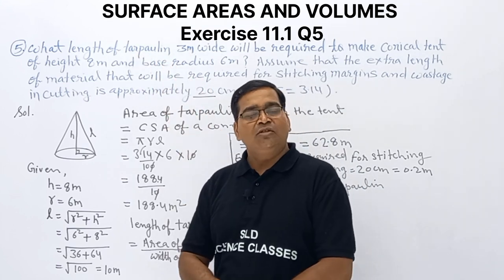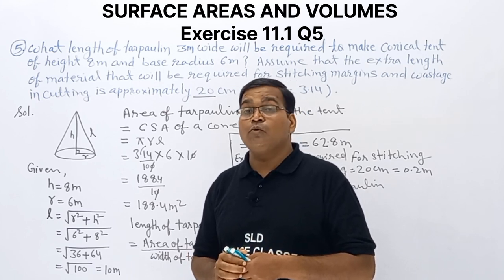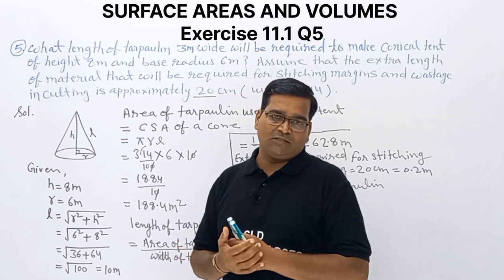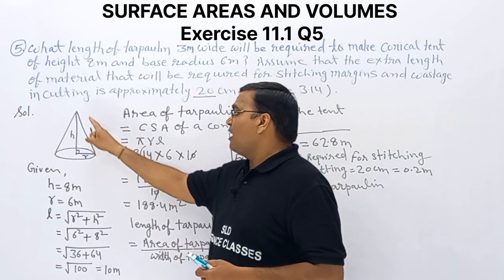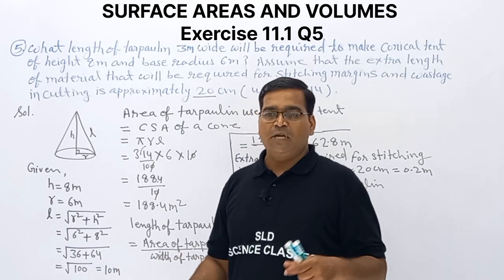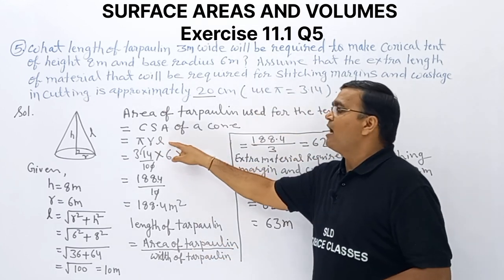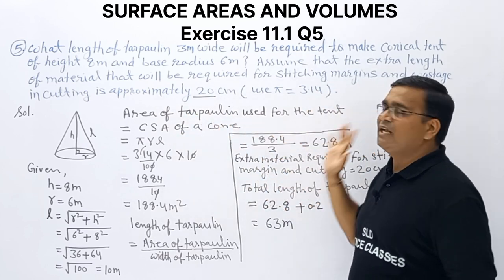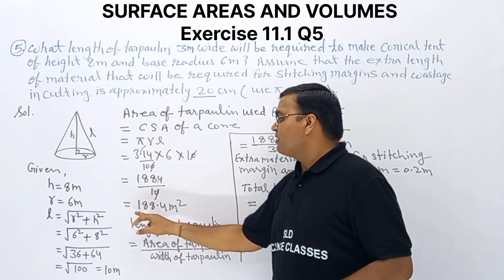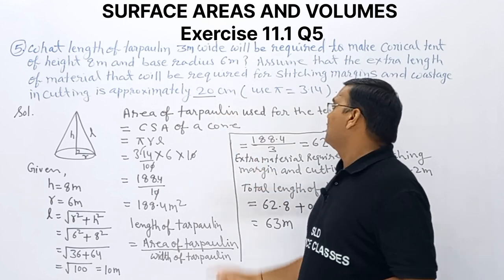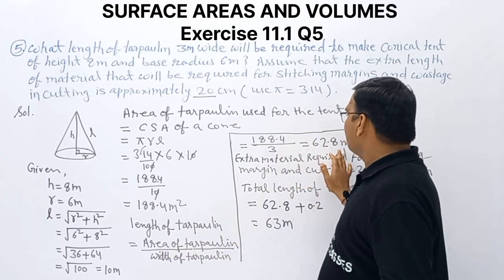Clear? We require the length of the tarpaulin. Length is required, width is given in the question. So we know area equals length into breadth, or we can say length into width. So length will be area upon width. For the conical tent, the curved surface area will be the area of the tarpaulin. So we will use the curved surface area of the conical tent, which is pi r l. And this is the area of tarpaulin used for the tent. Once we put the r and l values, we get the curved surface area, the area of tarpaulin used for the tent. Now the length of the tarpaulin will be area upon width. We put the values and solve, and we get this.